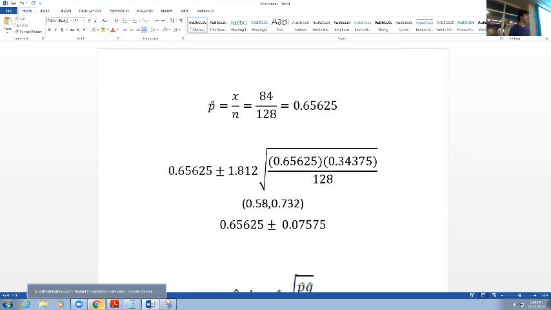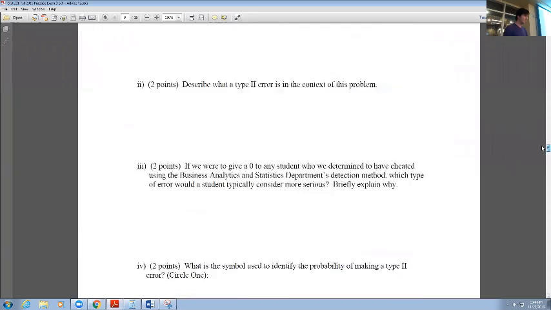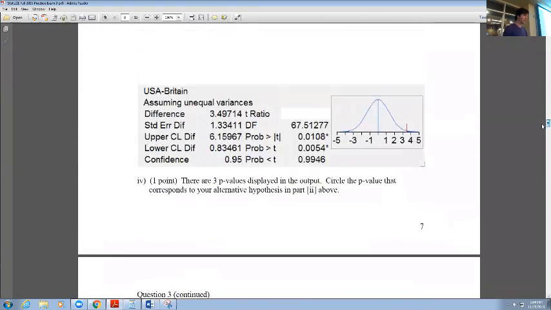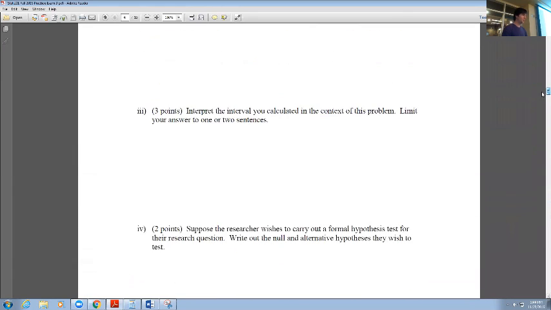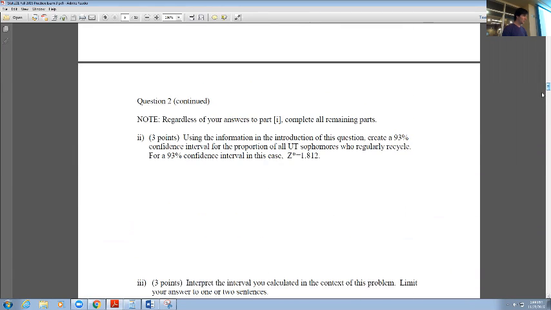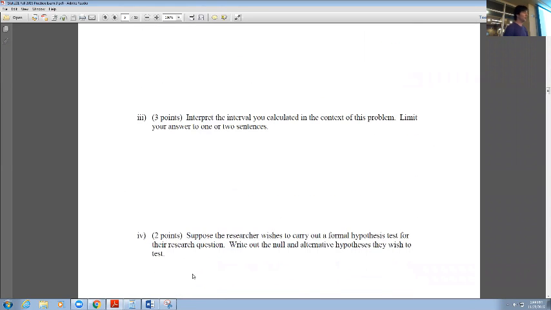You can do the one prop z interval. This in the calculator would be one prop z interval because it's with proportions. Very important right there, one prop z interval. So that is where we get our interval right here. Interpret the interval in context of the problem.